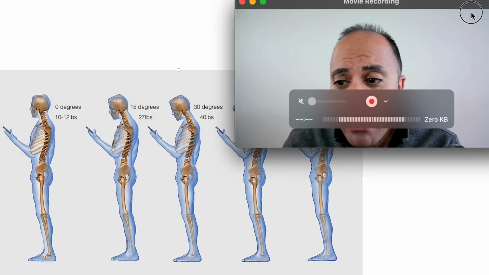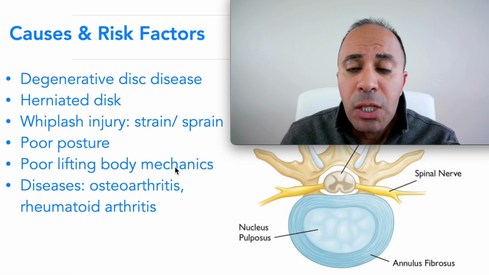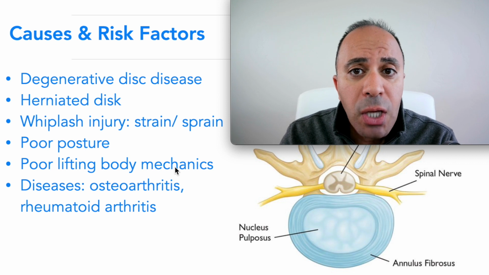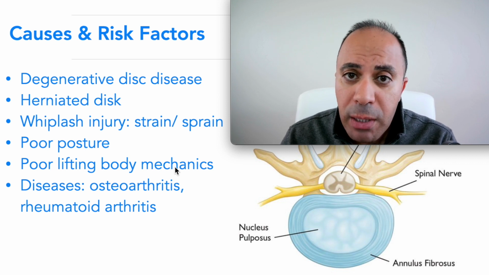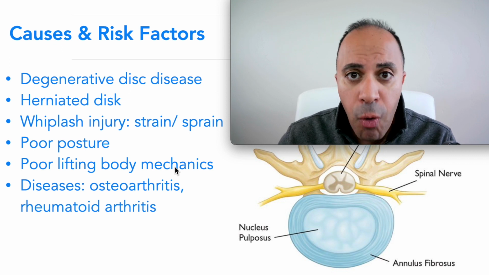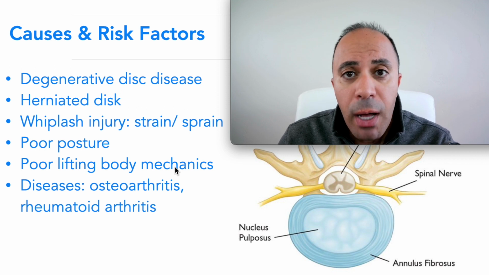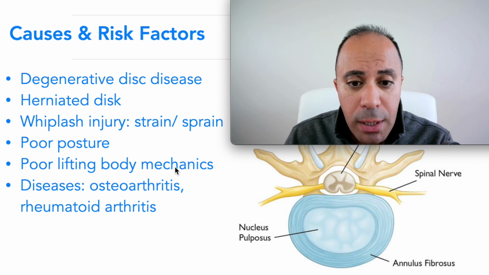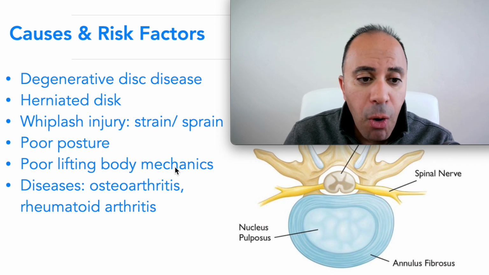So if you have radiculopathy and you did not have a car accident or trauma, there's a very high chance you had it from poor posture, poor body mechanics that cause degeneration in the joint. The other risk factor is osteoarthritis, which is wear and tear in the joint, or rheumatoid arthritis.